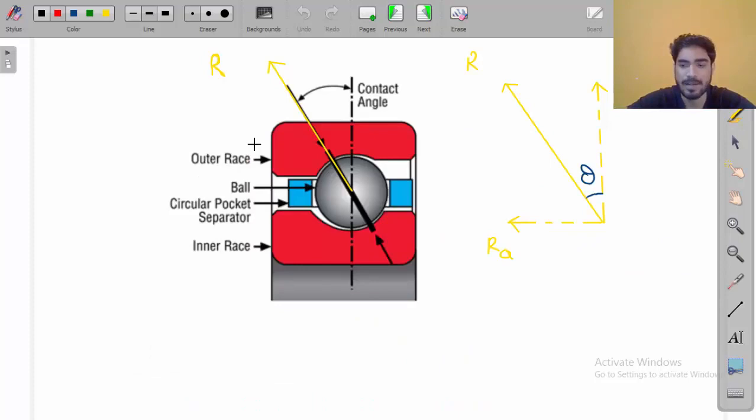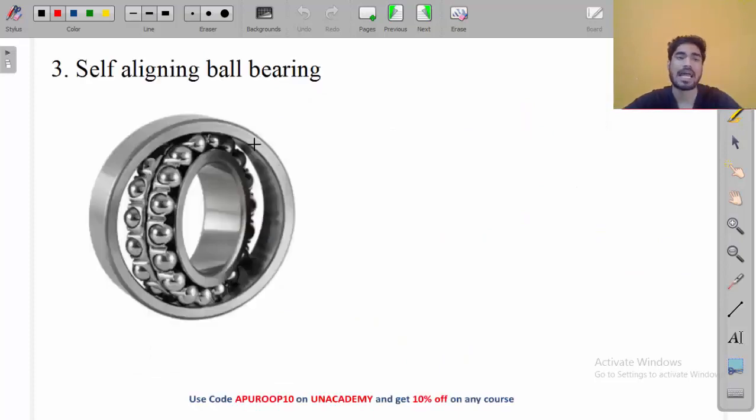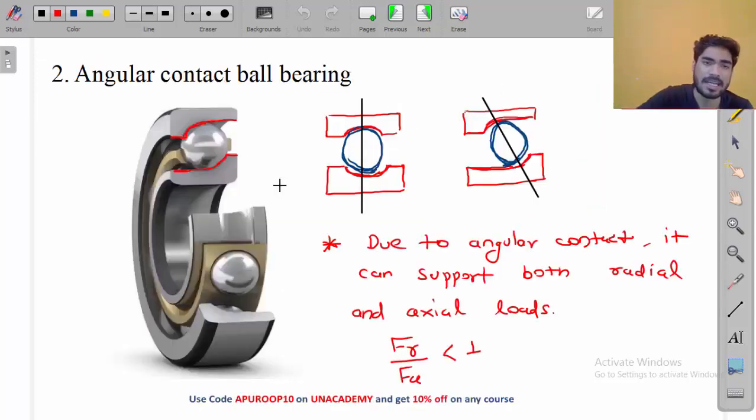Now, my friend, self-aligning ball bearing. Very interesting ball bearing. Can you see this, my friend? Here, this inner race can move and adjust. Here the outer race and inner race are not exactly aligned. In other cases, you will see that the inner race cannot move. The axis of both the inner race and outer race will be exactly the same.